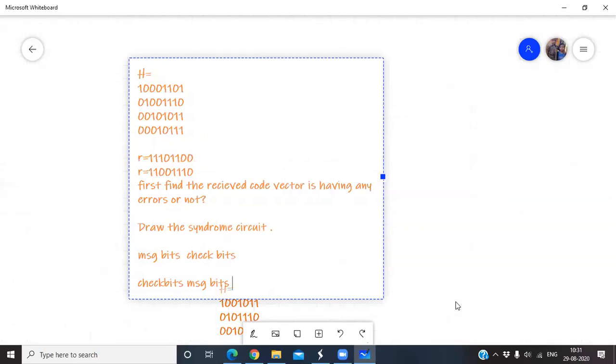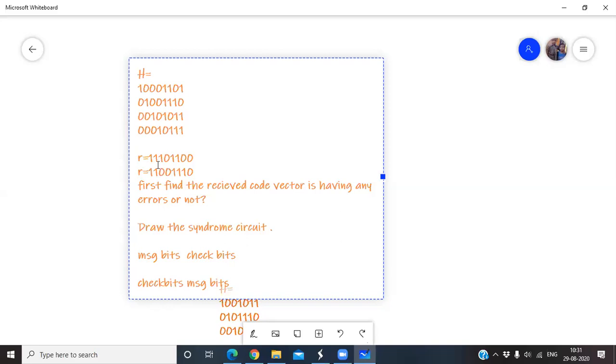See, in the previous case, H is equal to first sub matrix, next identity matrix. That's why the code word format is message bits and check bits. But now the parity check matrix is first identity matrix, next sub matrix. That's why the code word representation is first check bits, next message bits.